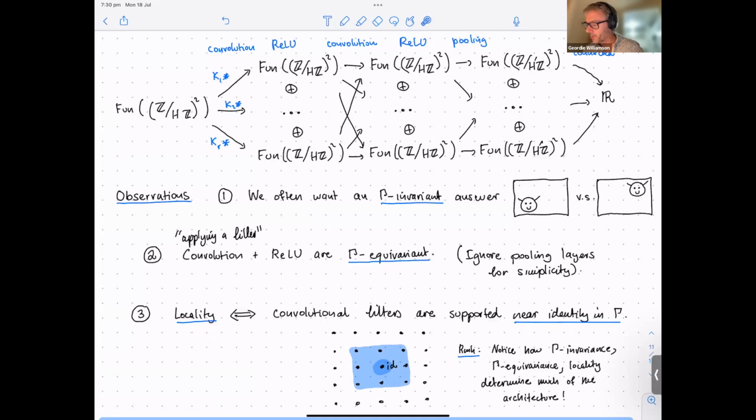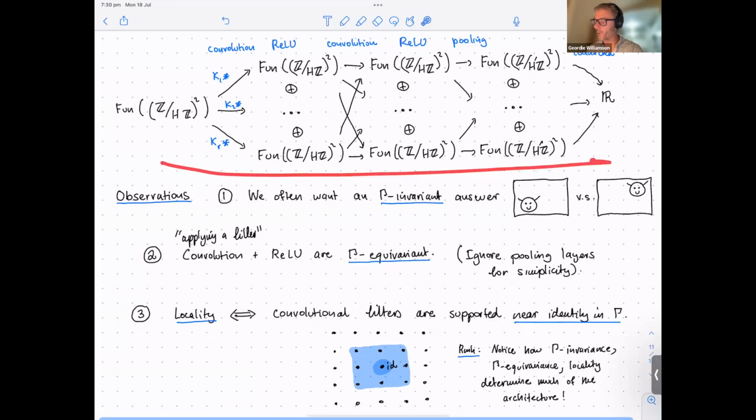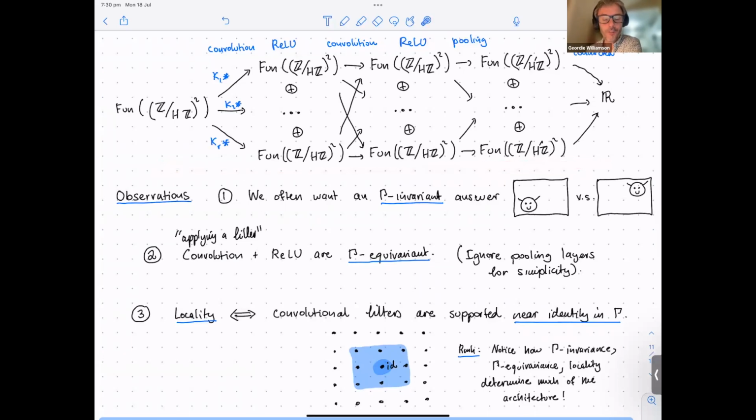Now, what I find remarkable is that these three properties, namely gamma invariance, gamma equivariance, and locality, basically force the answer to look like this. The first time I saw a convolutional neural net, I thought it was a bit of a strange definition. But if you just make these simple assumptions, that we want the prediction to be gamma invariant, we want each of the layers to be gamma equivariant, and we want locality, then convolutional neural nets have to be the way they are.